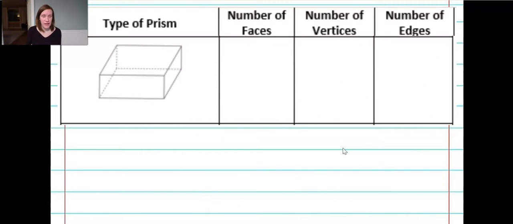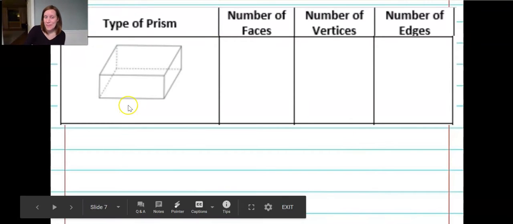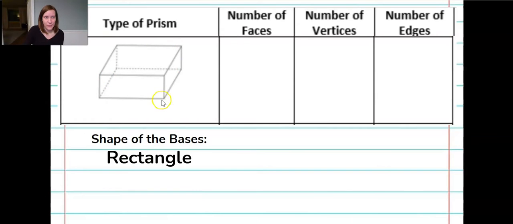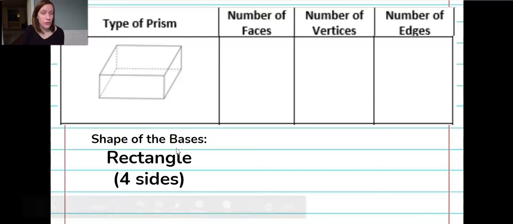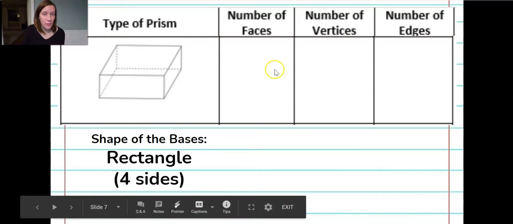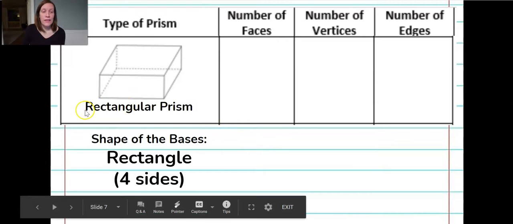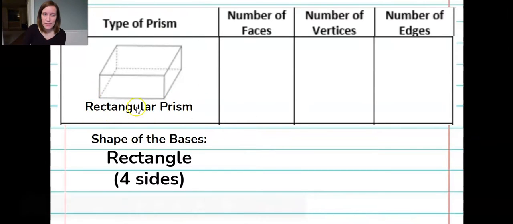So this is a rectangular prism. I know it's a rectangular prism because when I look at my bases, I can see that the base shape is a rectangle. Everything on here is a rectangle. Our rectangle has 4 sides. I am going to use that to help me figure out the number of faces, vertices, and edges. This is a rectangular prism. Make sure you're writing that right here in your chart.